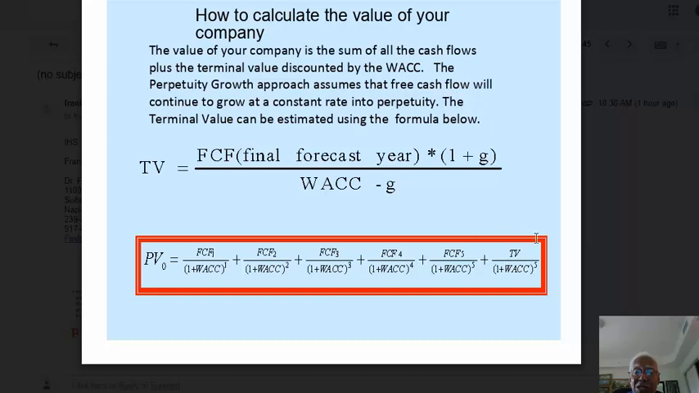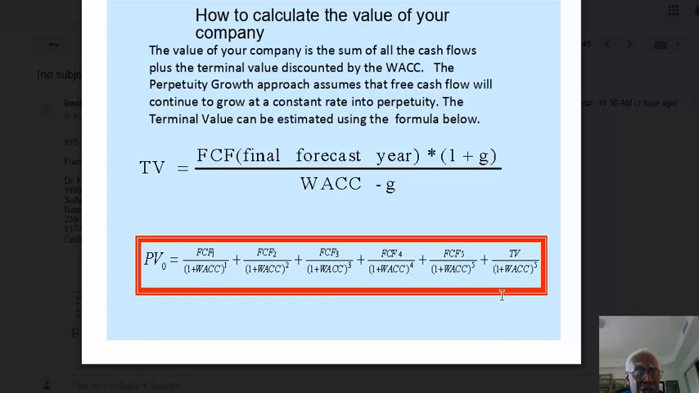Okay. Terminal value. This is the big number, and it's usually the largest number. You take the free cash flow of the final forecast year. You multiply it times 1 plus G. And remember what G is. Perpetual growth rate. That's 2.5. And then you divide it by the weighted average cost of capital minus G. You get your terminal value. You add it here, and you discount it by the weighted average cost of capital raised to the fifth power, the same as year 5. This will get you the present value of these cash flows.